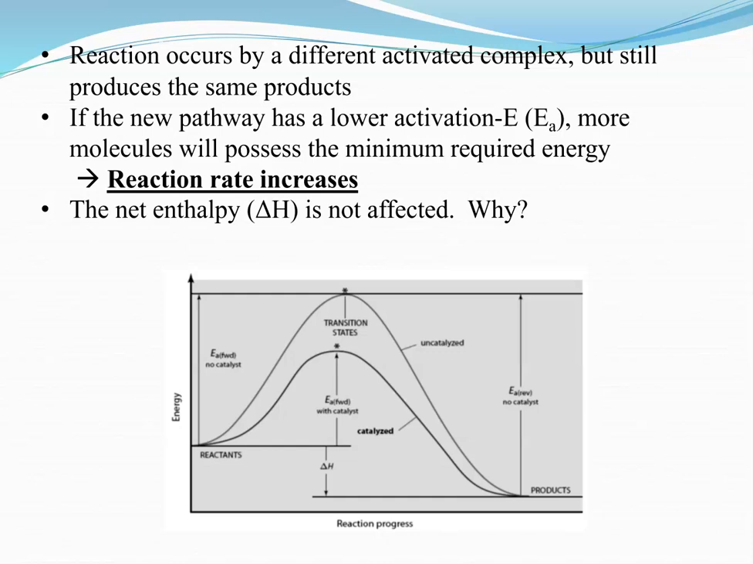This diagram shows how the potential energy diagram is changed when a catalyst is used. The only part of the potential energy diagram that is changed is the activation energy, or the size of the energy peak of the transition state. Notice how the net enthalpy of the reaction remains unchanged. Why do you think this is? Because the reaction has exactly the same reactants and products.